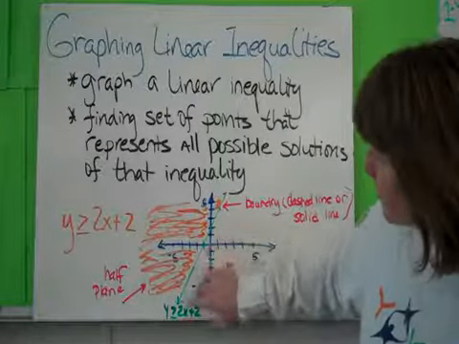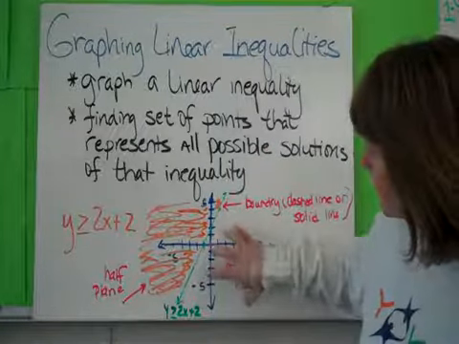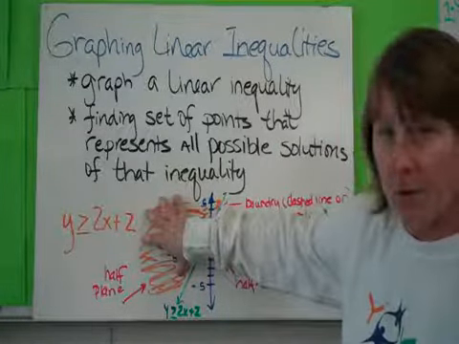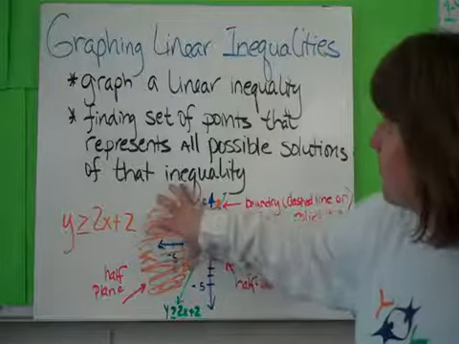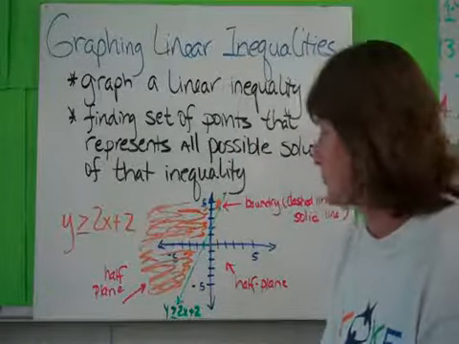This is a half plane because this inequality will cut the coordinate plane in half. So this is a half plane and this is a half plane. And one of these half planes will be the points that represent all of the possible solutions.